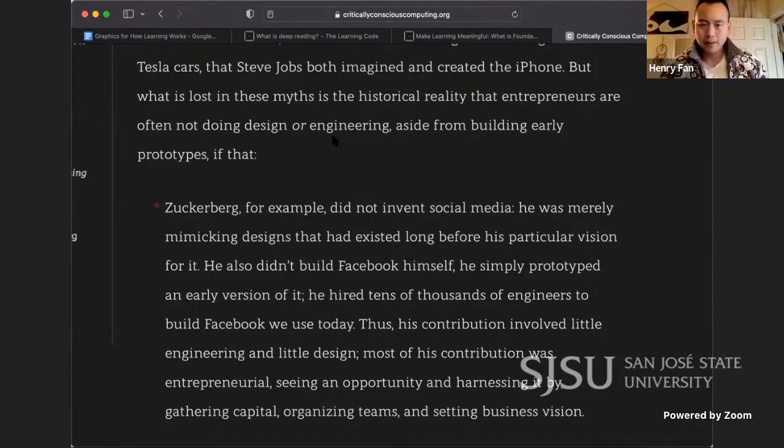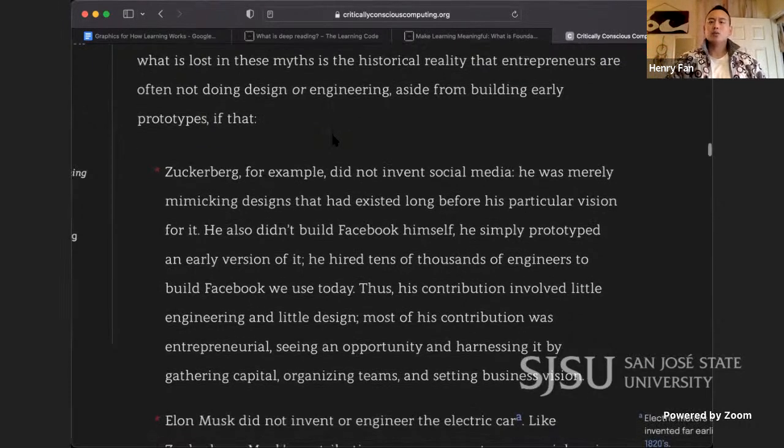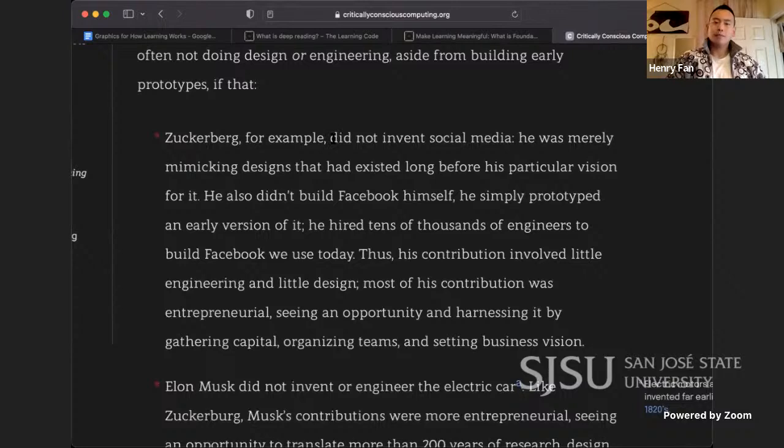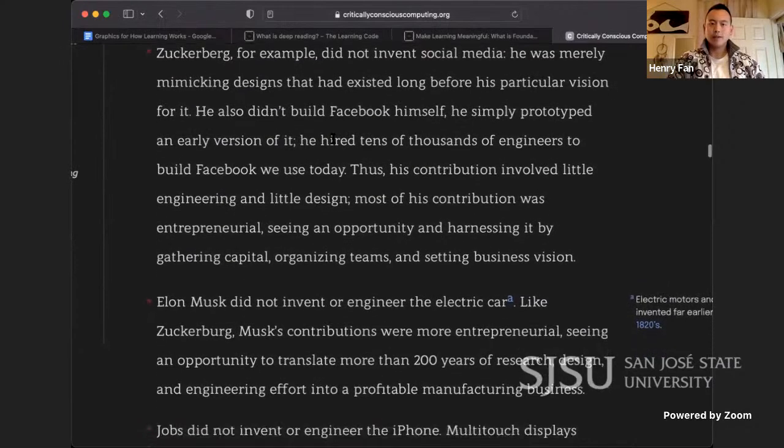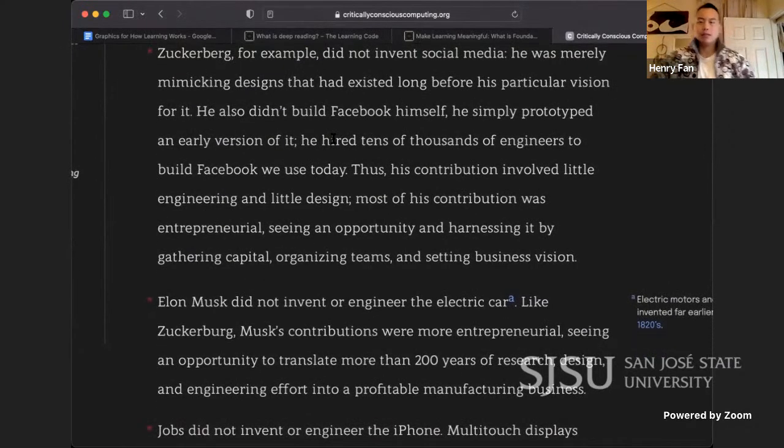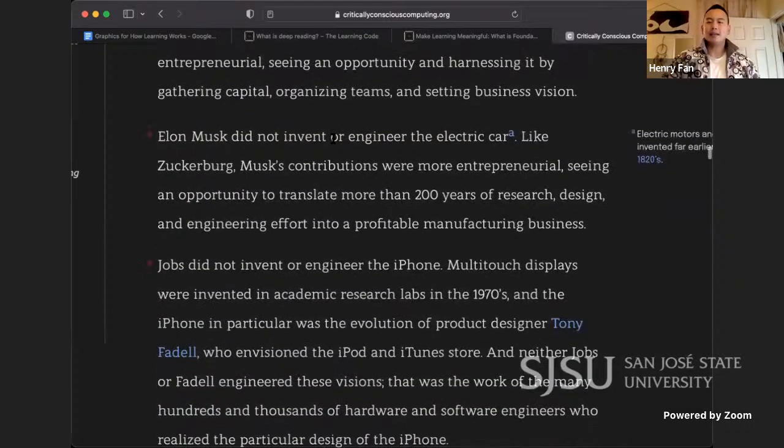For example, Zuckerberg did not invent social media. He was merely mimicking designs that had existed long before his particular vision for it. He also didn't build Facebook himself. He simply prototyped an early vision of it. He hired tens of thousands of engineers to build the Facebook we use today. Thus, his contribution involved little engineering and little design. Most of his contribution was entrepreneurial, seeing an opportunity and harnessing it by gathering capital, organizing teams, and setting business vision.